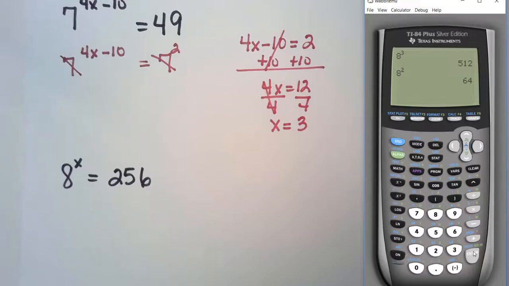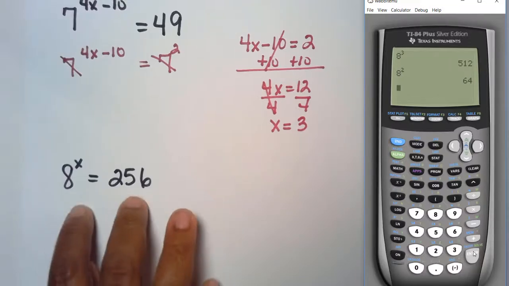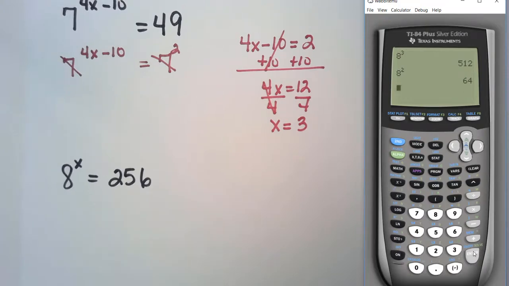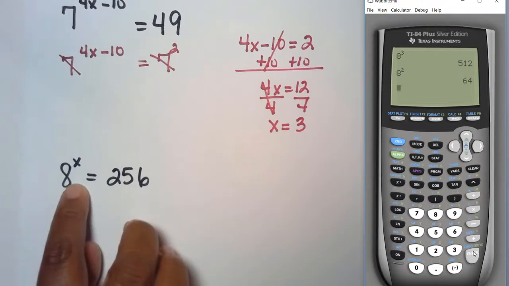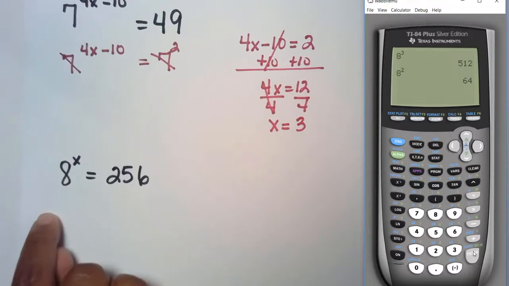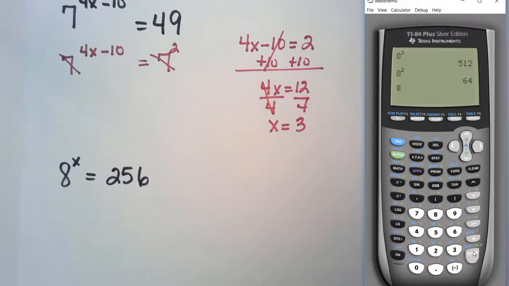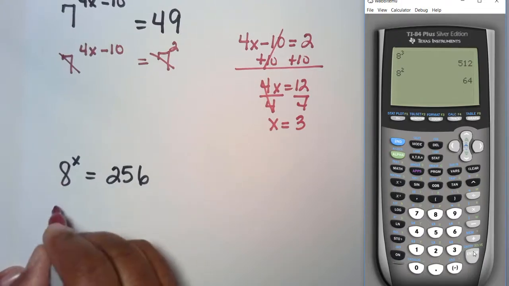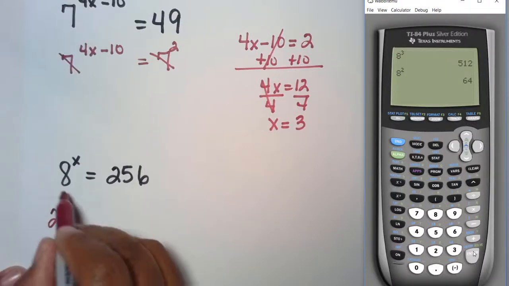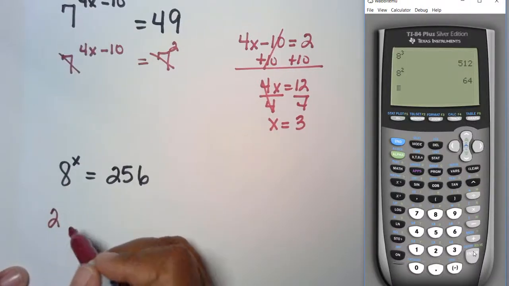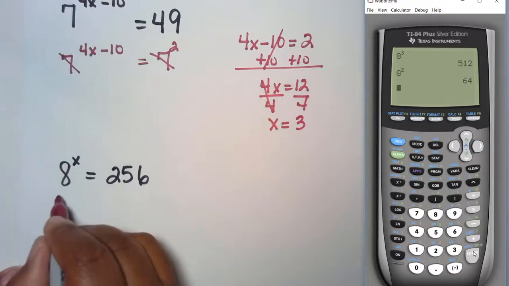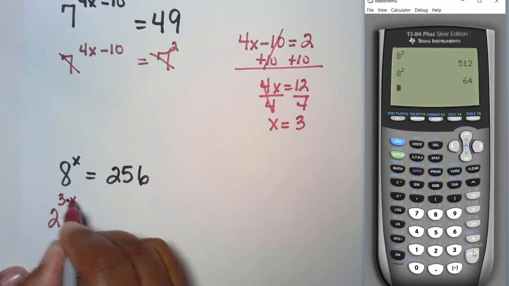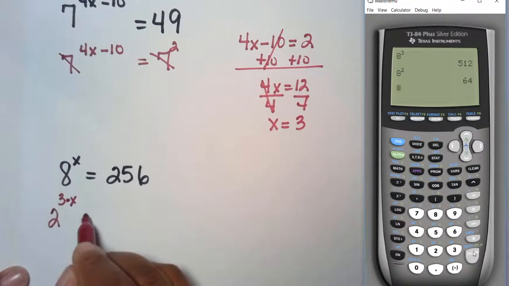Okay, so think about it. Can we have a base of 4 raised to a power that would give us 8? If we say 4 to the first power is 4, 4 squared is 16, so we cannot use base 4. So for this example, we're going to have to use base 2 for each side. So 2 to what power would give us 8? That will be 3. And we're going to multiply it by the x that's already in the exponent.